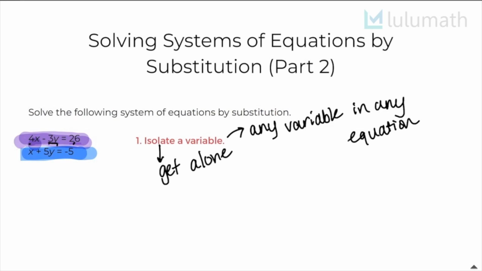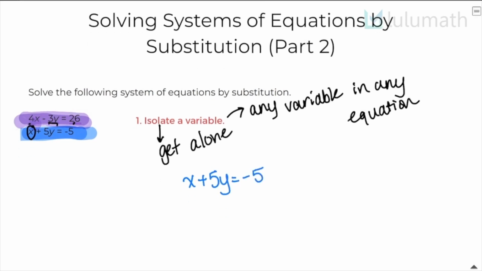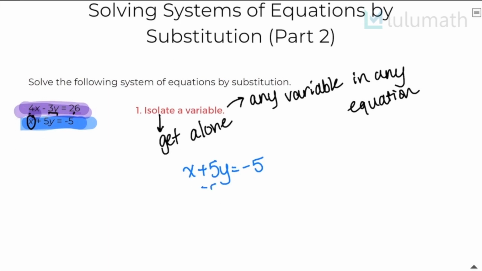So let's take a look at our second equation, x plus 5y equals negative 5. If you notice this x, it's a single x, so I won't have to divide by anything to isolate the x. So that's what I'm going to try to isolate. To get that x alone, I'm just going to subtract this 5y, because I want this 5y to go away, and the opposite of addition is subtraction. So negative 5 minus 5y. These are not like terms, so I'm just going to write it down exactly how I see it, negative 5 minus 5y, and that's what x is equal to.